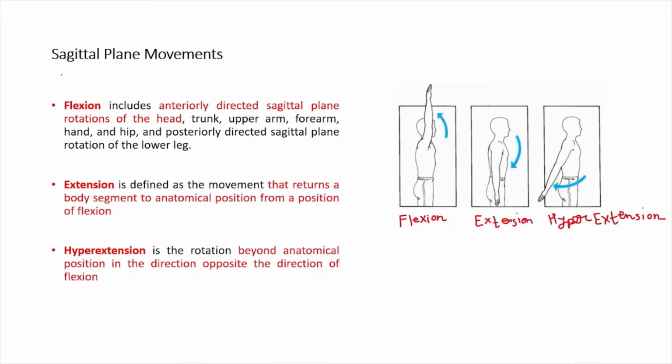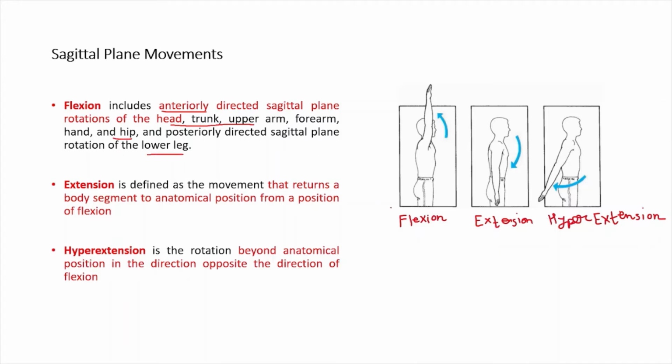Now we will analyze in detail the movements along the three different planes. First, we have the sagittal plane movements. The first type of movement in the sagittal plane is flexion, which includes anteriorly directed sagittal plane rotations of the head, trunk, upper arm, forearm, hand and the hip, and the posteriorly directed sagittal plane rotation of the lower leg.